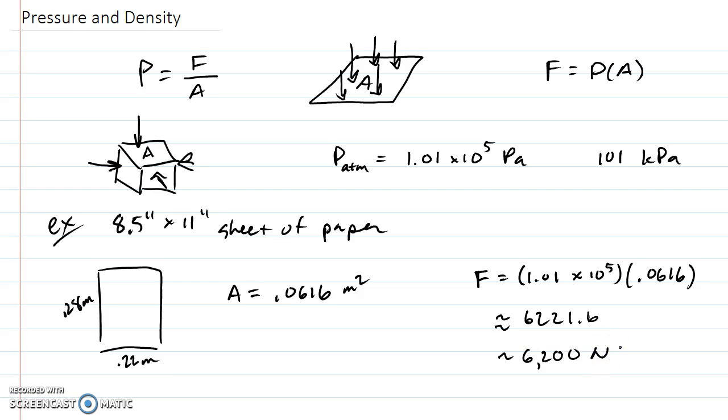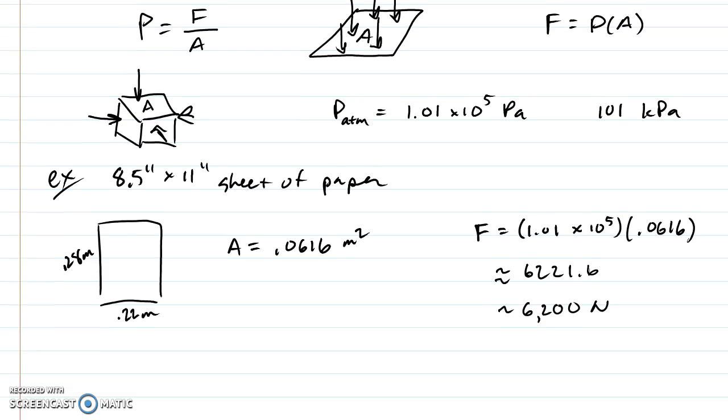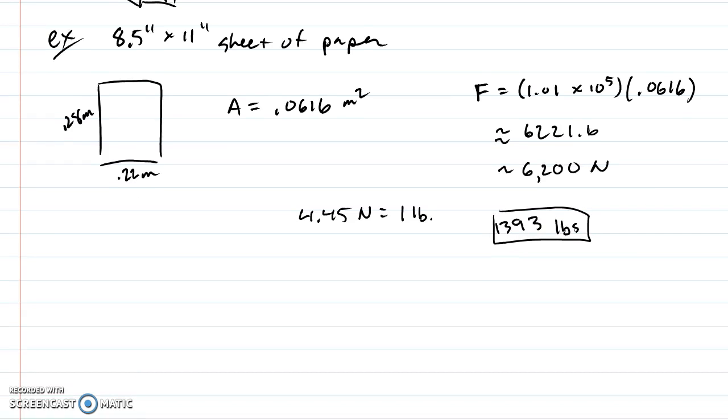6200 newtons. Now something else that will come in handy here is that approximately 4.45 newtons equals 1 pound of force. So if I was to take that and divide by 4.45, that's about 1,393 pounds of force being exerted on a piece of paper. So this is a ton of force, almost literally.